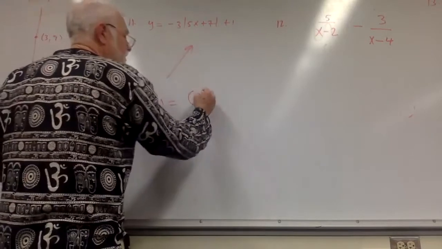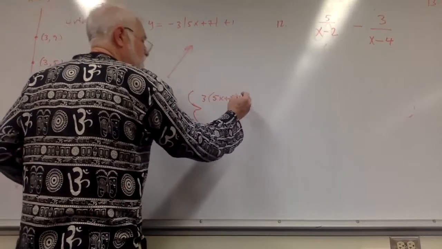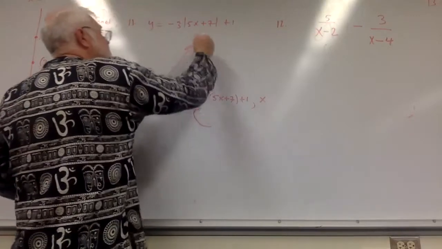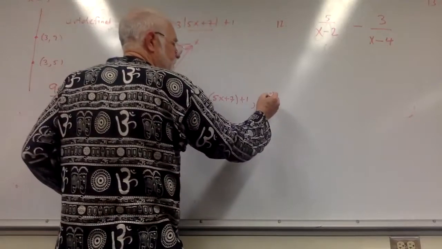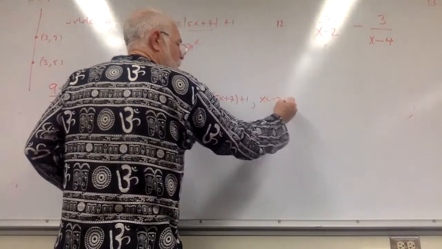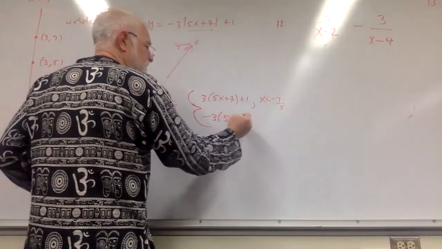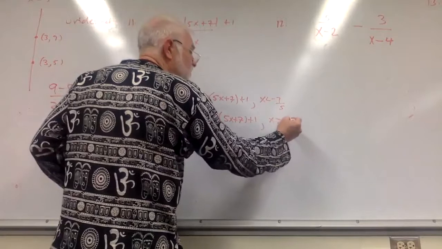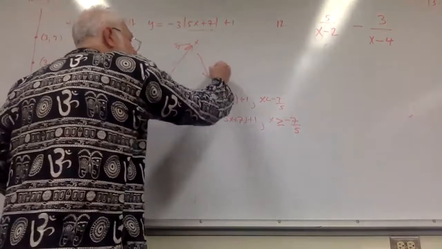Top one is positive 3, 5x plus 7, plus 1. But you know what? I'm only going to do that for the x's that are less than... less than what? Minus 7/5. No, less than. I put equals. Oh, the old guy's getting tired. 5x plus 7 plus 1, comma, for x's greater than or equal to negative 7/5. Those are the two pieces. The second one was decreasing.